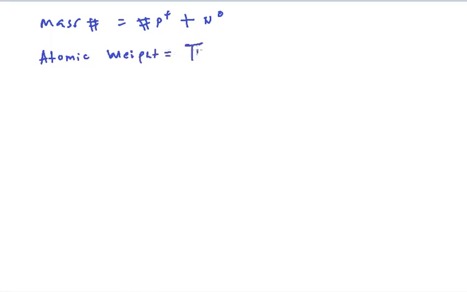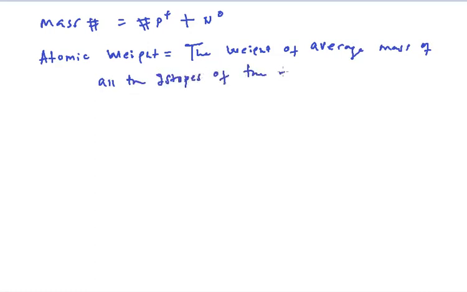So, like I said, mass number is the number of protons plus the number of neutrons, but there is also atomic weight that needs to be explained here. Atomic weight is different from mass number. Atomic weight is the average mass of all the isotopes of the element. So that's what we call atomic weight. Atomic weight and mass number are different.